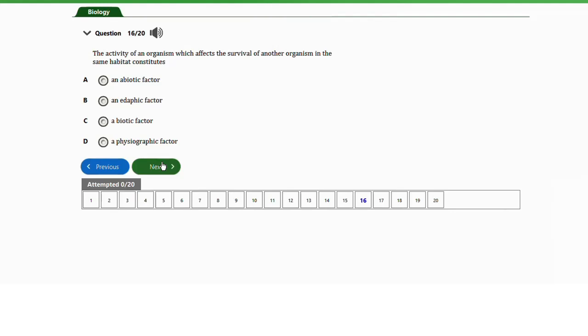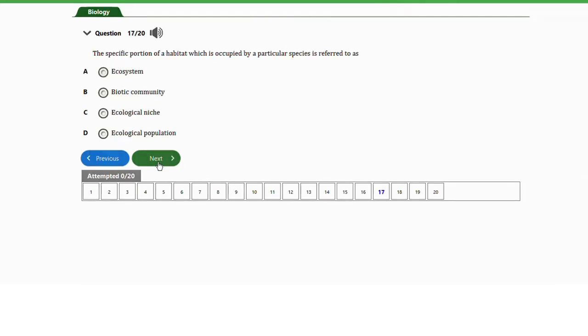So biotic factors are the factors from the living components of the environment, or the living things in the environment. So the factors that are from the living things in the environment are regarded as the biotic factors. The abiotic factors has to do with the non-living components of the environment. Edaphic factors has to do with the soil. So guys, the correct answer to this question is option C, and that's the biotic factor. The biotic factor has to do with the living components of the environment.